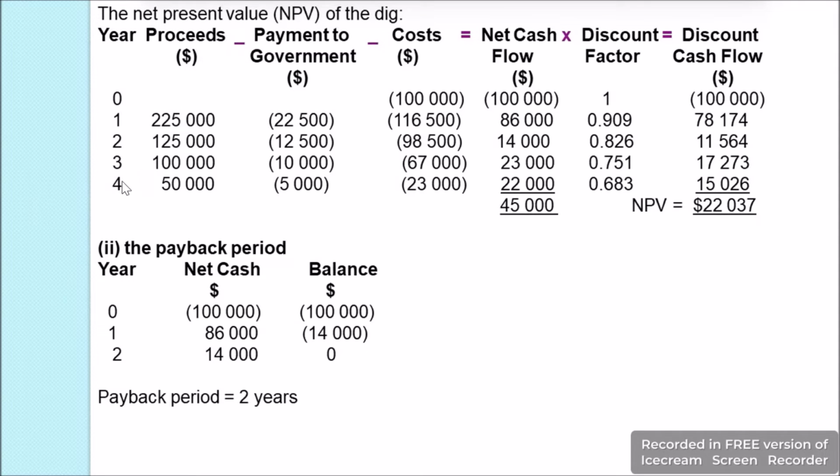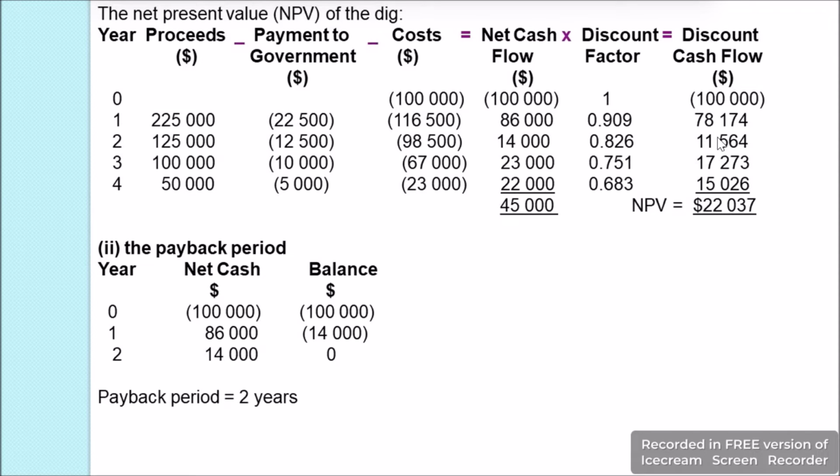$17,273. And in year 4, we have the proceeds of $50,000. From there, we subtract $5,000 and we also subtract $23,000. We'll get the net cash flow as $22,000. The discounting factor is 0.683. When we multiply this, we'll get the value as $15,026.